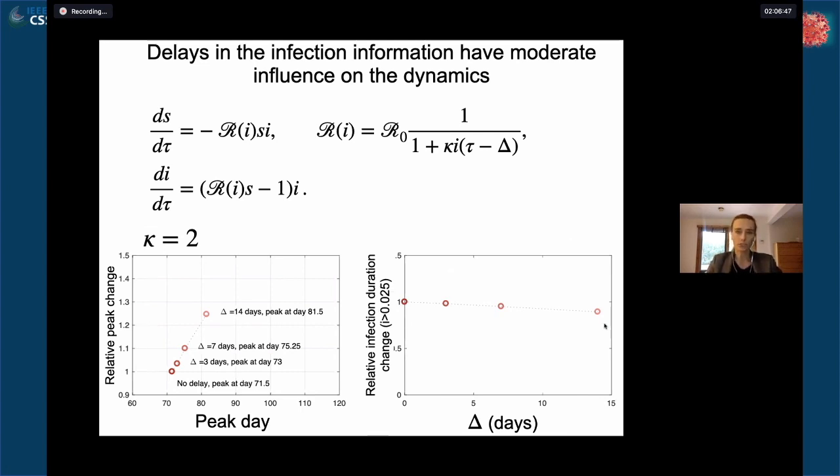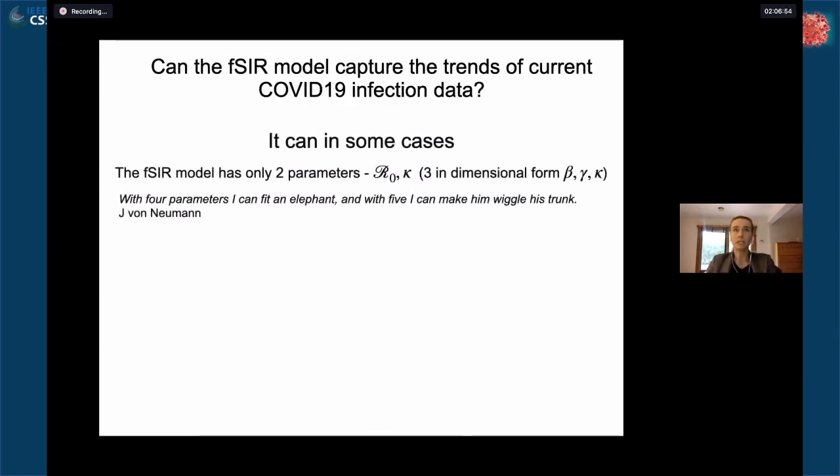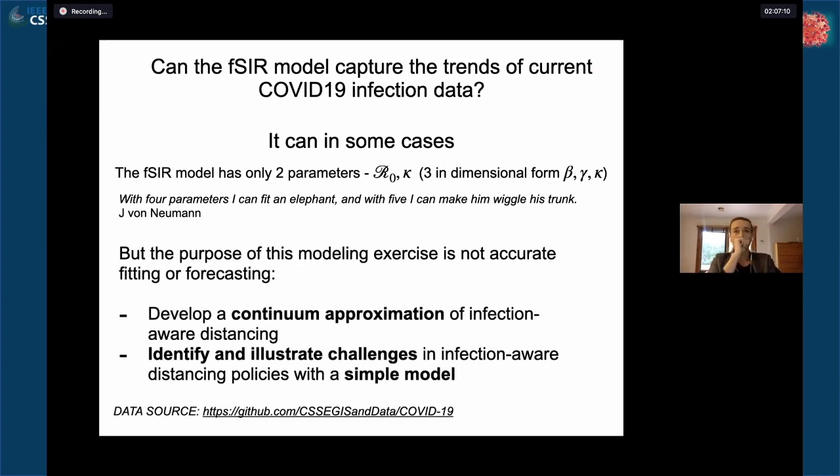So now the next question is, can this model capture the trends of current COVID infection data? The answer is it can in some cases, but remember this model has only 2 parameters, R0 and kappa, and 3 if you look at the dimensional form. And of course, the more parameters you add, the better you can fit, but this is not the purpose of this exercise. The purpose here is to develop a continuum approximation of infection distancing, and also identify and illustrate challenges with a simple model.